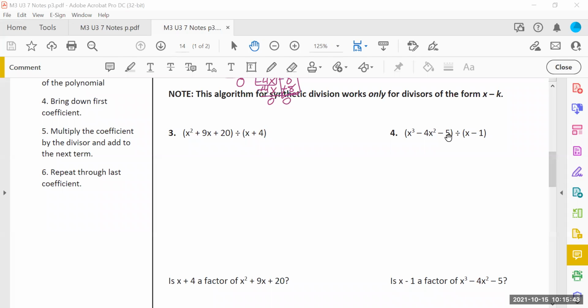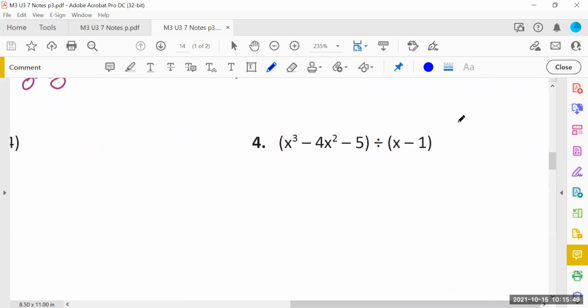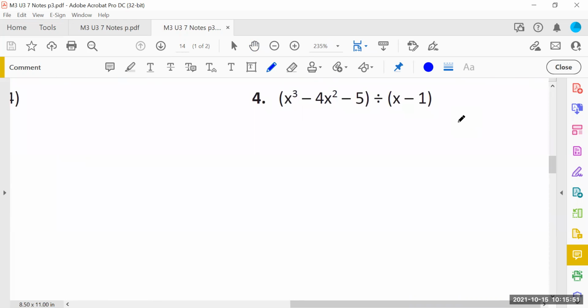All right. So for number 4 on the notes from section 7, we got this x cubed minus 4x squared minus 5 divided by x minus 1. There is something missing from this, from what we normally see. Does anyone notice what's missing?